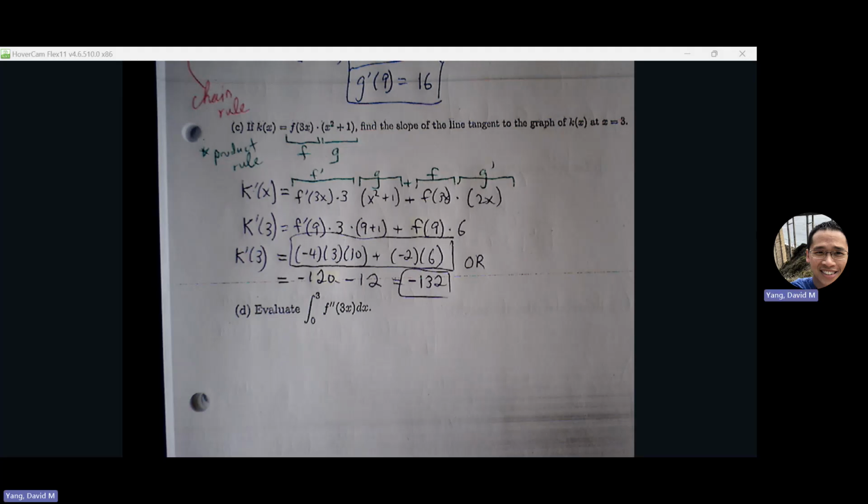All right, what's needed for part D? Yep, try that. So you can go through those steps.